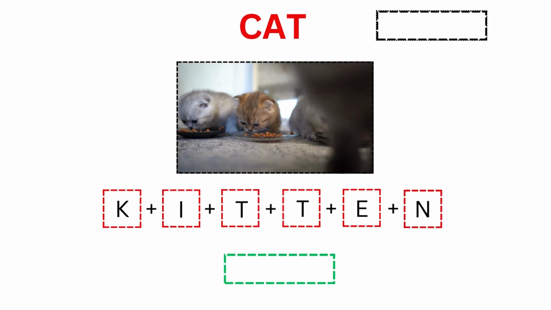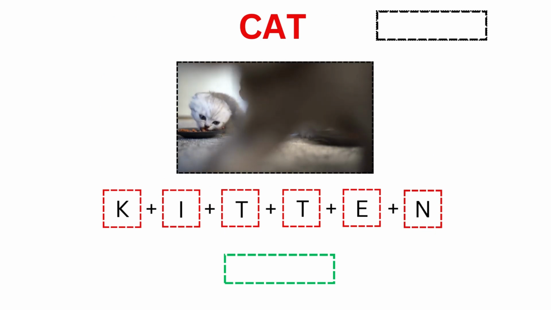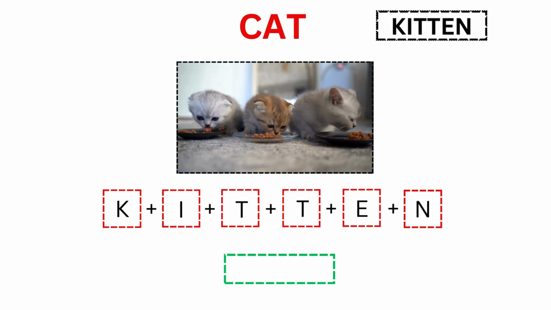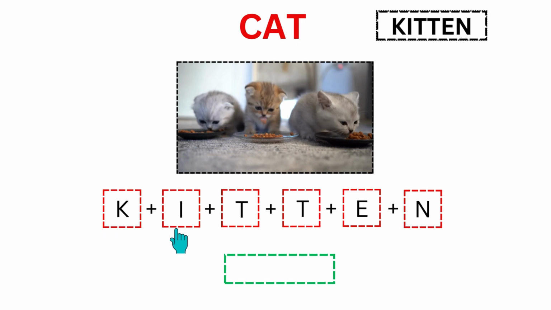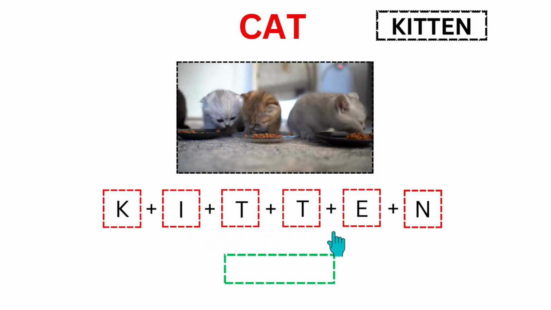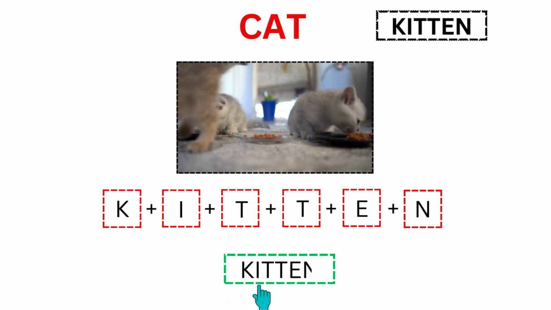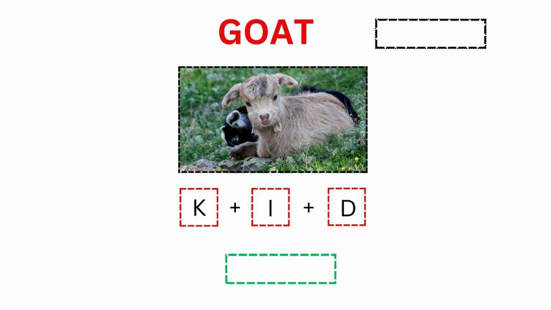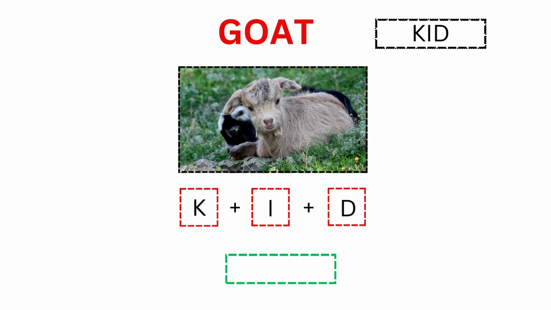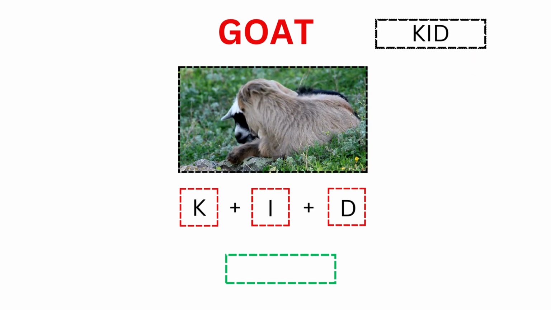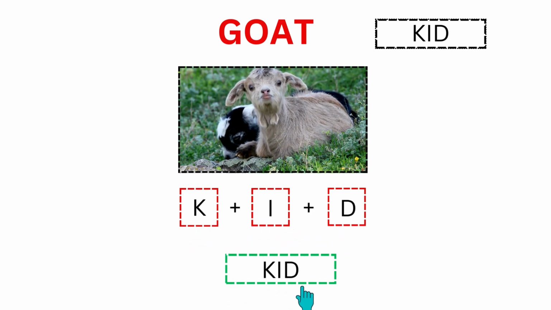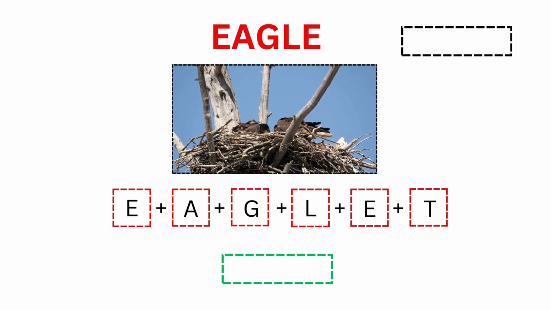Number 1 is cat. A baby cat is called a kitten. Cat के बच्चे को kitten कहा जाता है. K-I-T-T-E-N kitten. Number 2 is goat. A baby goat is called a kid. Goat के बच्चे को kid कहा जाता है. K-I-D kid. Number 3 is eagle.